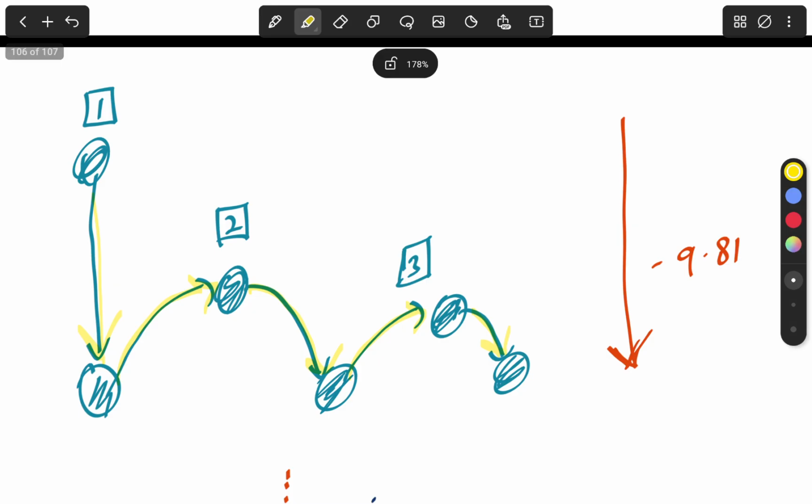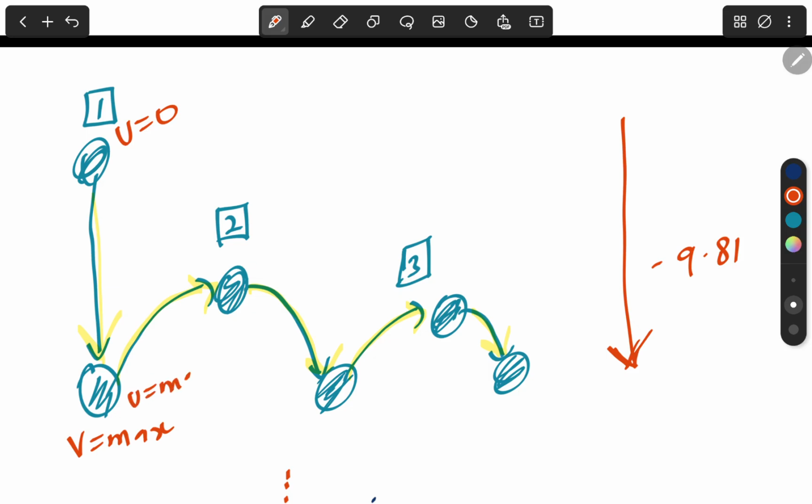Then we see another example. This is a combination of both. So here u is 0, here v is max, right? Then here u is max, then v is 0, and then v is max. Okay, and do you see this height decreasing?